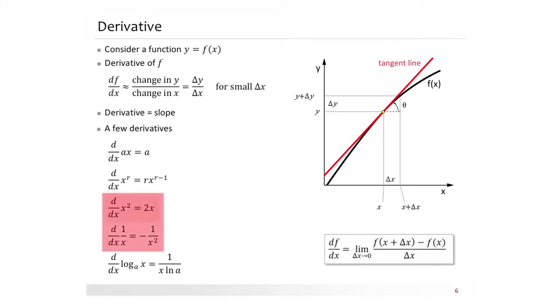And there are two examples here. If you have x squared, the derivative would be 2x. And if you have 1 over x, that is x to minus 1. So using this formula, it will be minus 1 times x to the power minus 2, which is minus 1 over x squared. I will use this very soon, so remember this one. And the derivative of a logarithm with base a is 1 over x times natural logarithm of a. And you can continue like this. For lots of elementary functions you can calculate derivatives very simply.